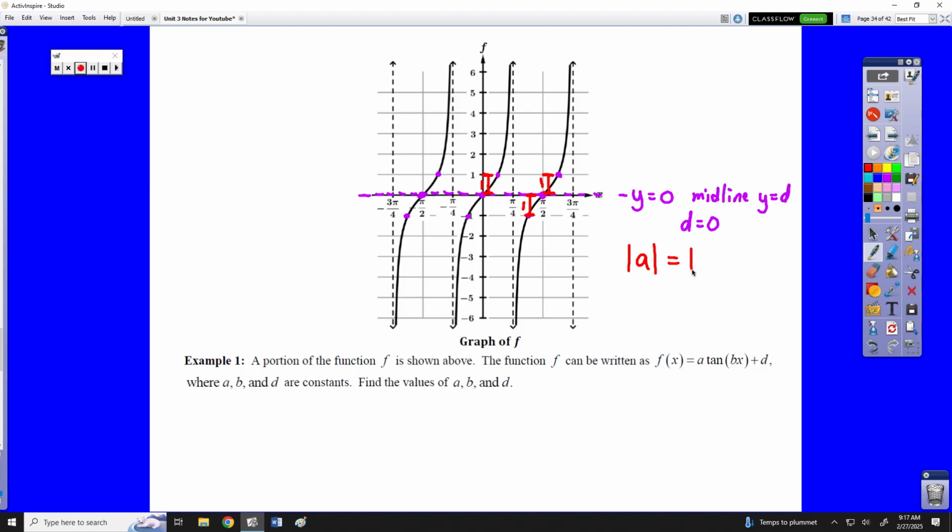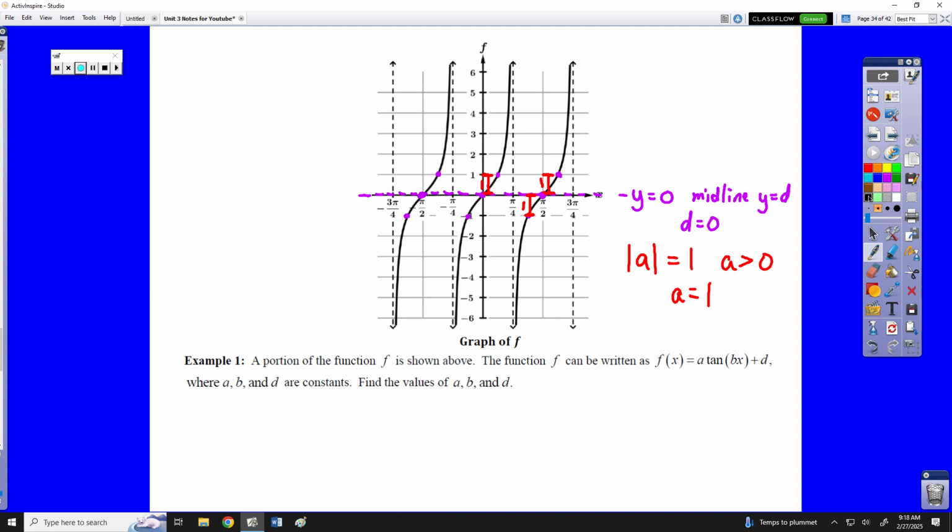And since the tangent waves are increasing, since our end behavior is going from low to high on each of our tangent waves, a is greater than 0. So we know that a is equal to positive 1. And then finally we have the period.